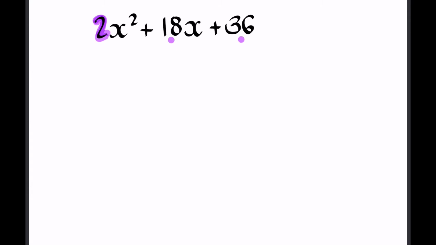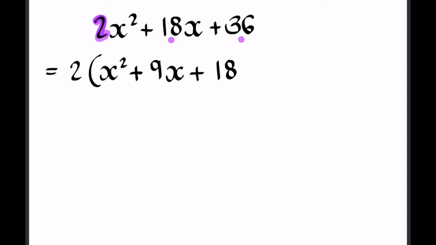This isn't, however, an equation, so I can't divide everything by 2, because if I were to divide everything by 2, I'm changing the value here. So I'm going to factorize by taking out the 2. 2x squared divided by 2 is x squared. 18x divided by 2 is positive 9x. And positive 36 divided by 2 is positive 18.